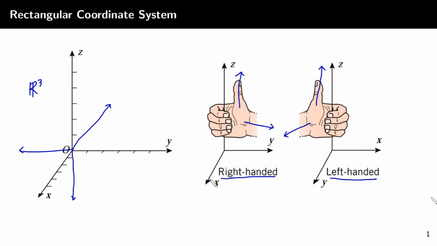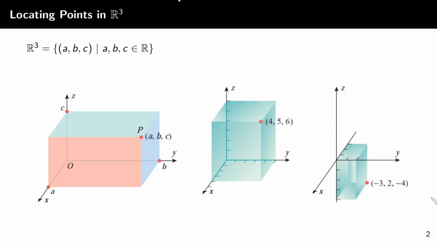So dito sa right hand rule or right-handed method, yung x-axis yung papunta sa direction ninyo. And then yung y-axis naman yung papunta sa kanan. Dito sa left-handed method, yung y-axis yung papunta towards you. And then yung x-axis naman yung papunta sa kanan. Okay. So ito yung gagamitin natin. So again, we call R3 as the set of all points with the coordinates A, B, and C, where A, B, and C are real numbers.